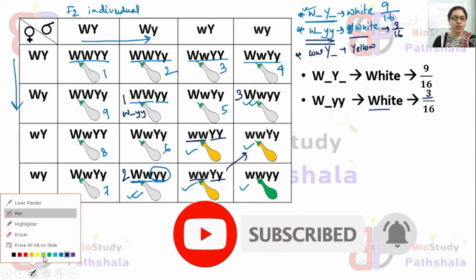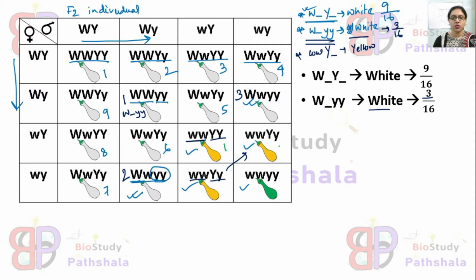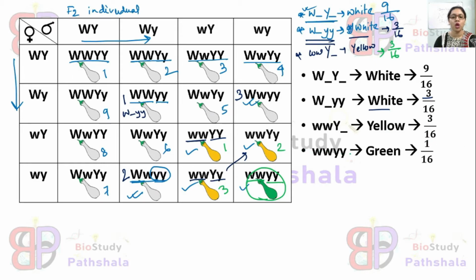So with this particular genotype, the number of individuals will be 3. That means with this particular genotype, the number of individuals will be 3 upon 16, and the remaining one is showing small w, small y. That means the next, small w, capital Y dash, shows yellow coloration with 3 upon 16, and the last one, small w, small y, shows the green coloration, and the number of individuals is 1 upon 16. That means one individual among 16.